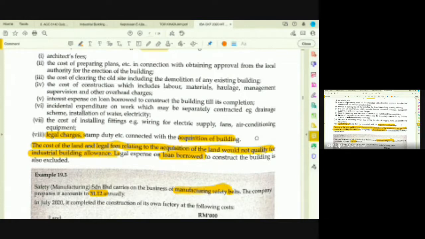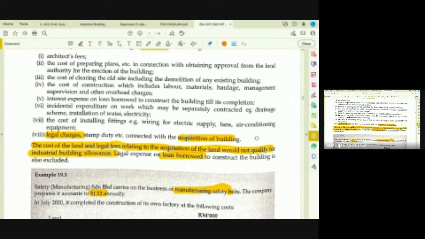Another one is legal expense. Remember that when you want to borrow money from the bank, you have to pay legal expenses on the SPA of the loan. You have a contract on the loan, you call it a sales and purchase agreement, or sometimes S&P. So you have to pay legal expenses for the loan to be processed. That legal expense, because it's on the loan, is capital. So that one is not part of the building.